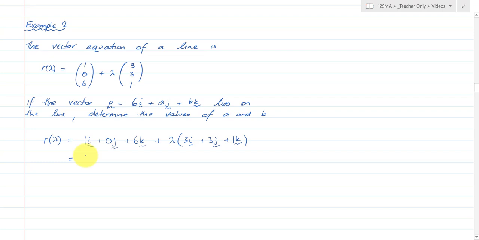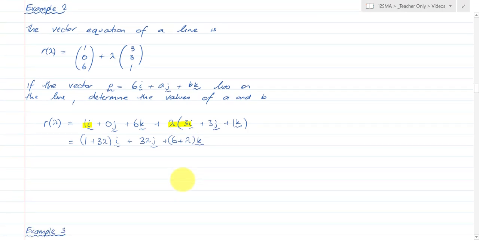So I get 1 plus 3 lambda i. And that of course has come from that term and that term. And then I get 0j there, so I've just got 3 lambda j, and then I've got 6 plus 1 lambda k. So there's my 3 points on that position vector, and I can now equate each of those.